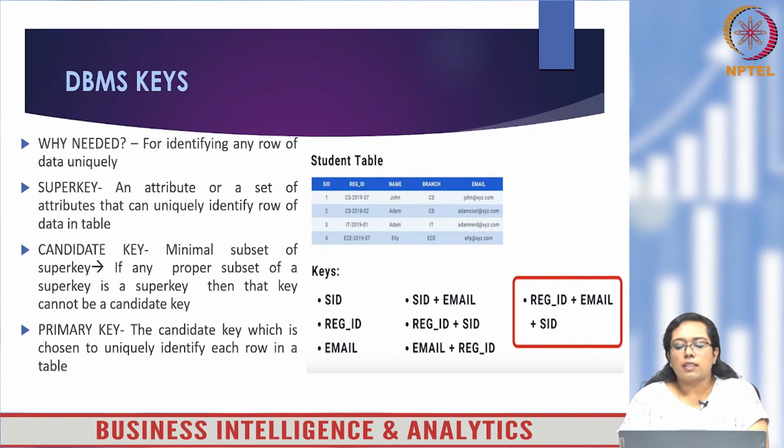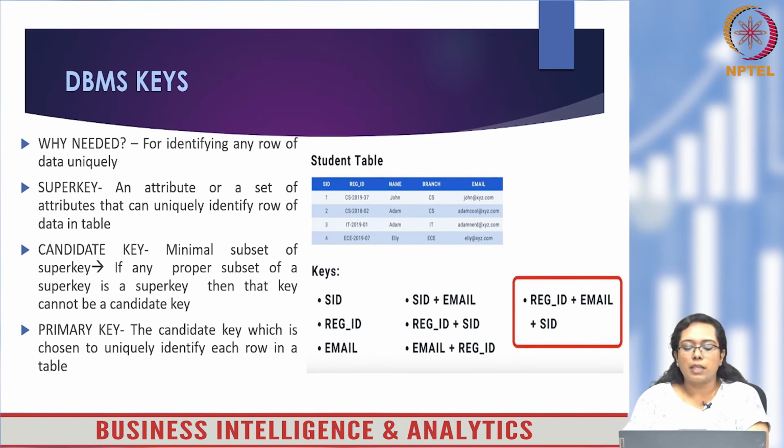I'll ask you a question. Can name uniquely identify each row in this table? No, right? Because there are 2 people who are named Adam. So name cannot be individually used to uniquely identify any row in this table. So that is not a primary key.